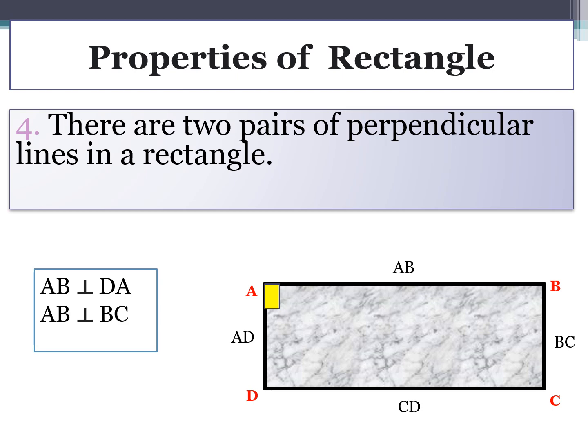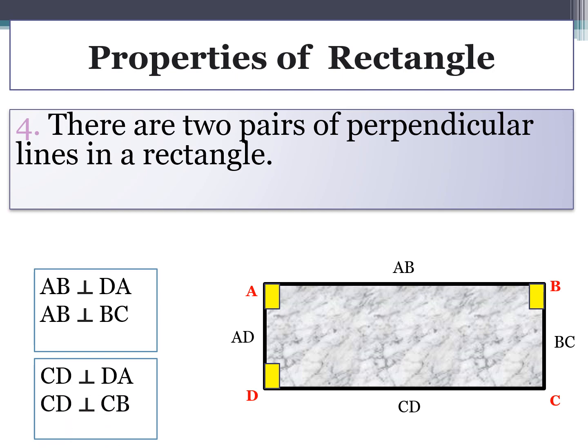Line AB is perpendicular to line BC. Why? Because at point B an angle is forming which is equal to 90 degrees. Line CD is perpendicular to line DA. Why? Because at point D an angle is forming which is equal to 90 degrees. And line CD is perpendicular to line CB because an angle is forming which is again equal to 90 degrees. So we can say that there are two pairs of perpendicular lines in a rectangle.